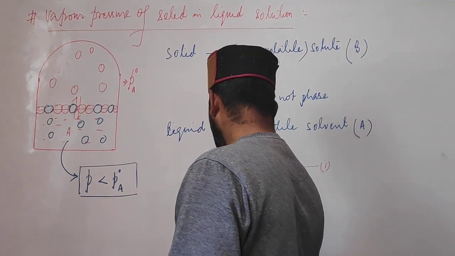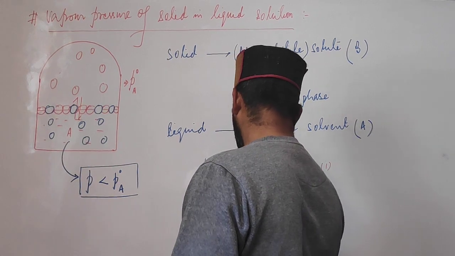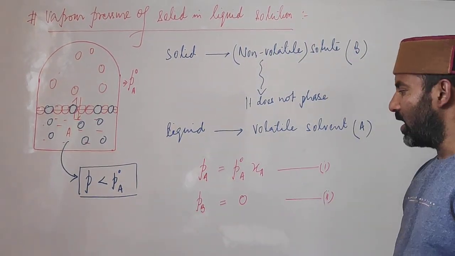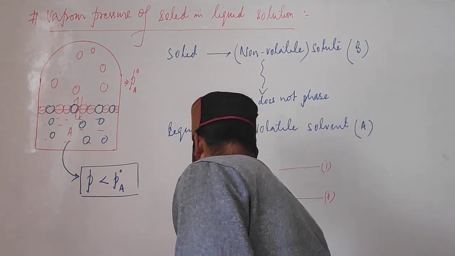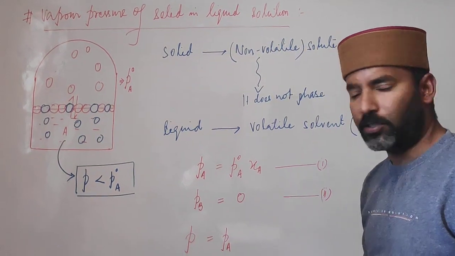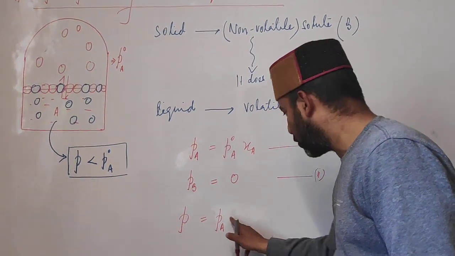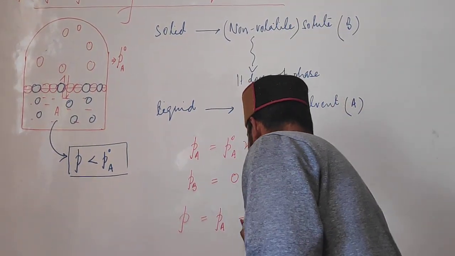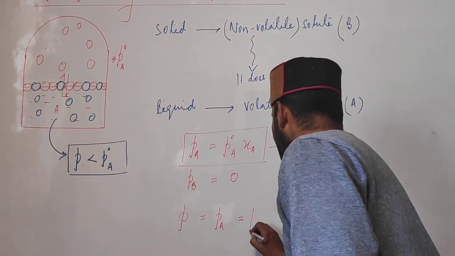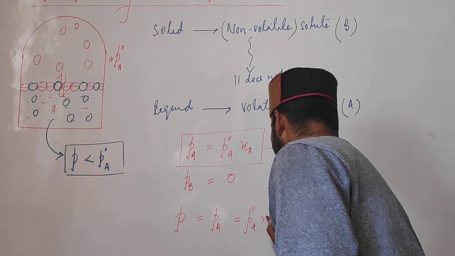Being non-volatile, it will not form vapors, so its contribution to the vapor pressure is 0. Therefore the total vapor pressure P in this case will be equal to the partial pressure of A only, because B's contribution is 0. So PA according to Raoult's law is P naught A XA.